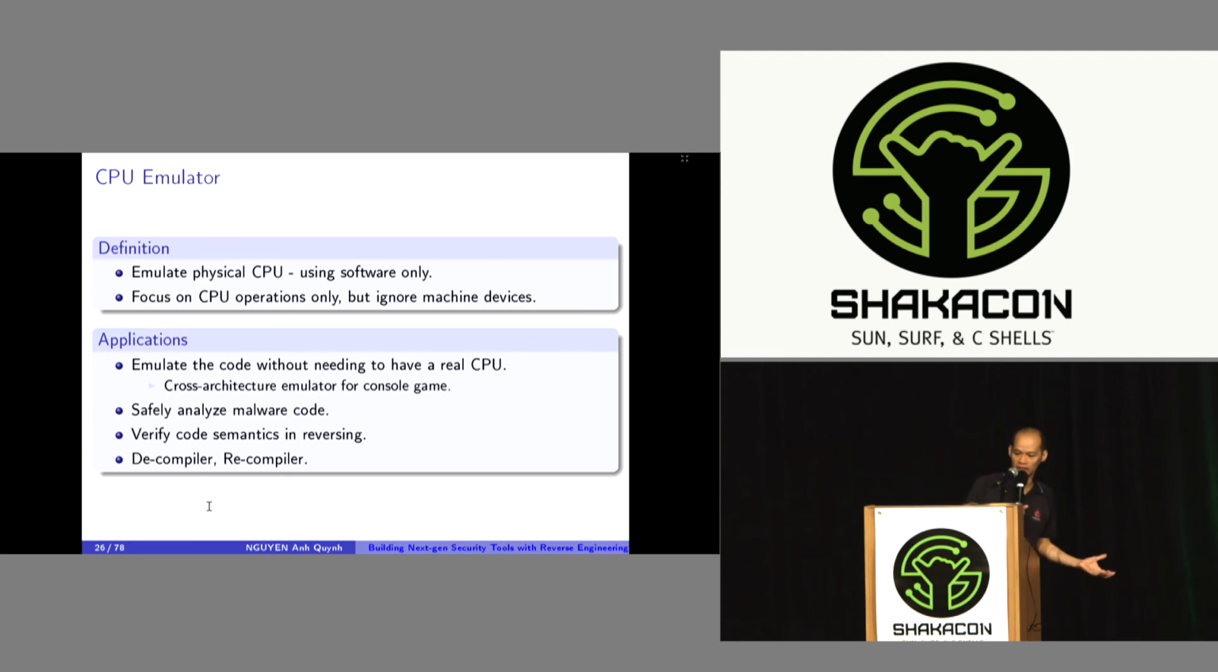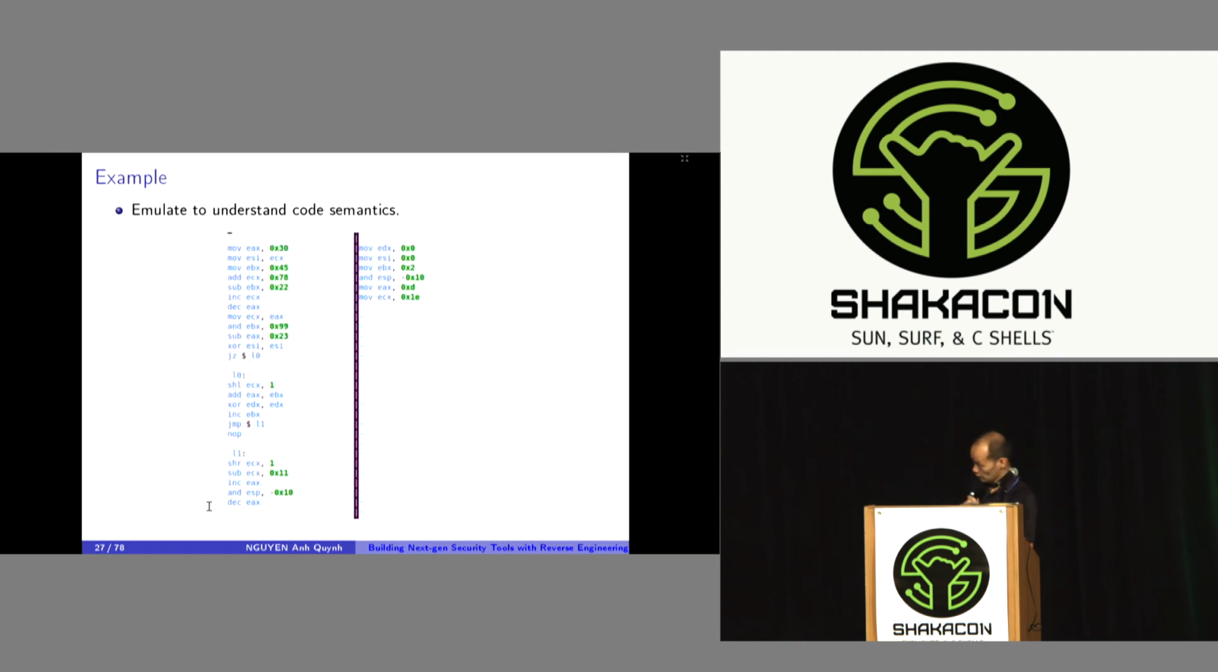And there are many applications for a CPU emulator. So you can emulate the code without having the real CPU. You can use this feature to safely analyze malware code, because you do not physically run the malware code on the physical machine, but run it in the software emulator. And there are many applications for a CPU emulator in code verifying, in decompilers. So here's one idea on how you can use an emulator.